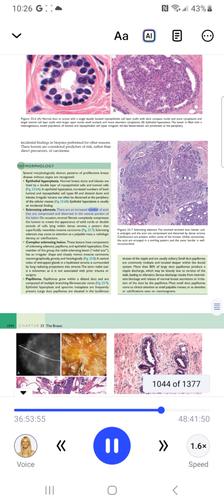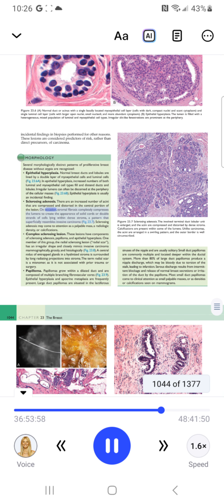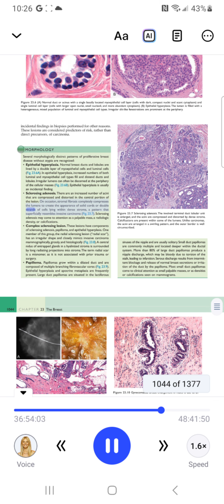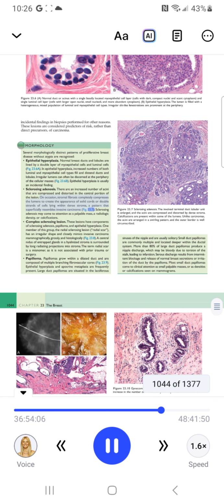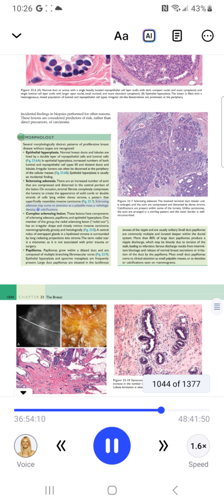Sclerosing adenosis. There are an increased number of acini that are compressed and distorted in the central portion of the lesion. On occasion, stromal fibrosis completely compresses the lumens to create the appearance of solid cords, or double strands of cells, lying within dense stroma, a pattern that superficially resembles invasive carcinoma, Figure 23.7. Sclerosing adenosis may come to attention as a palpable mass, a radiologic density, or calcifications.